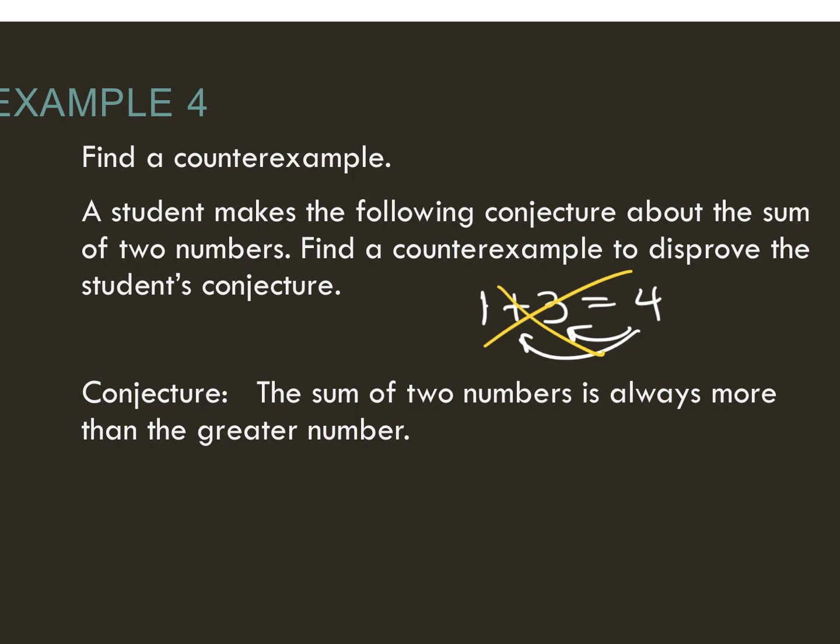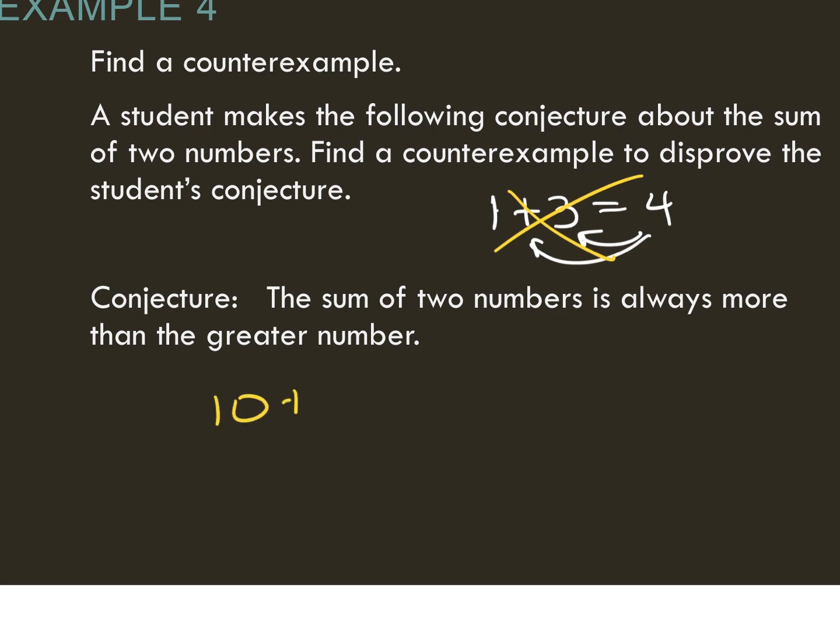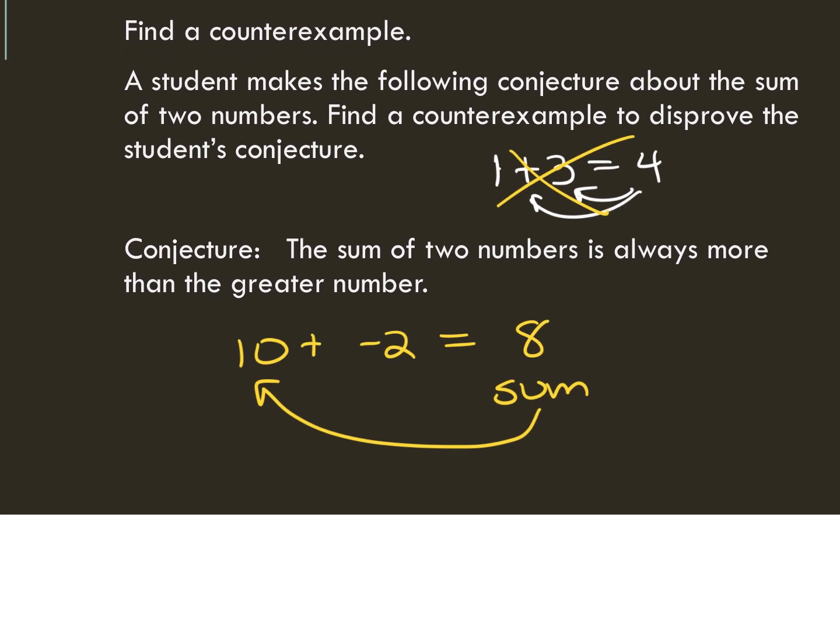So what would be 2 numbers that when you add them, 10 and negative 2. Good, okay? 10 plus negative 2 gives you positive 8. This is the sum. It is not more than the bigger number, so this would be a perfect counterexample. All you need to do is come up with one of the numbers being negative, and then that sum will not be greater, okay? You could have also chosen 2 negative numbers, but again, when it asks for a counterexample, just come up with one.